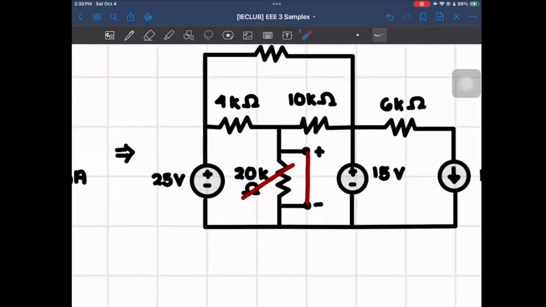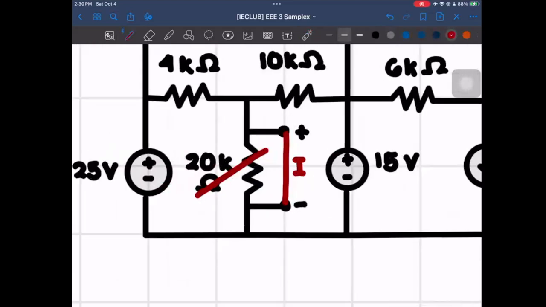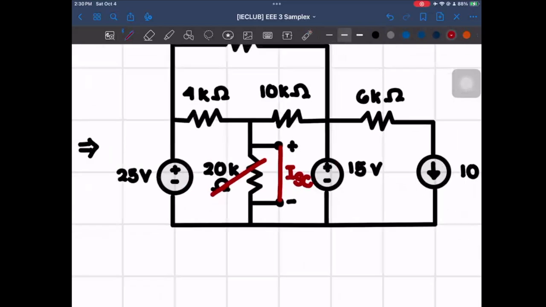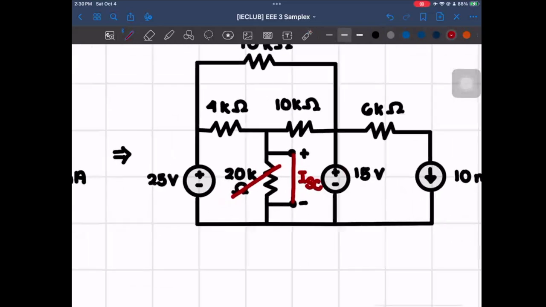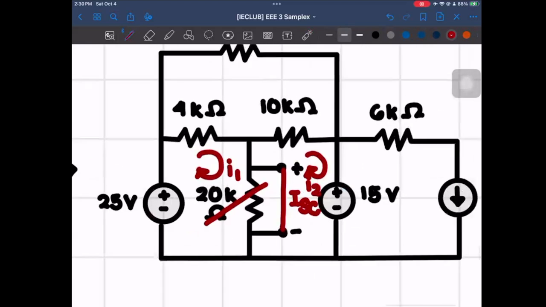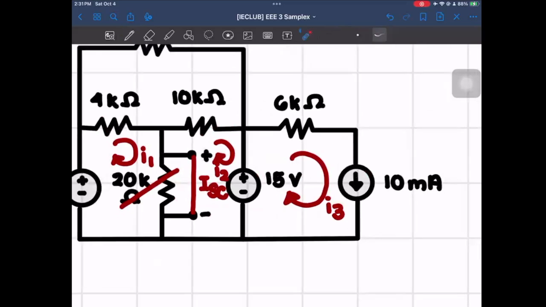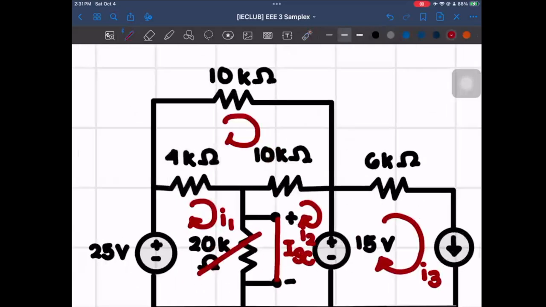And with that, we could actually determine ISC. So this is ISC. And so to determine that, we can actually do mesh analysis. So for mesh analysis, we have to first determine the meshes. So this will be I1. So this is an arbitrary direction. So I1 here, and then this is I2. Hindi na siya kasha, pero yeah. And then I3 here. You could actually just follow the direction of the current source, which is going naman clockwise, and then I4 here.